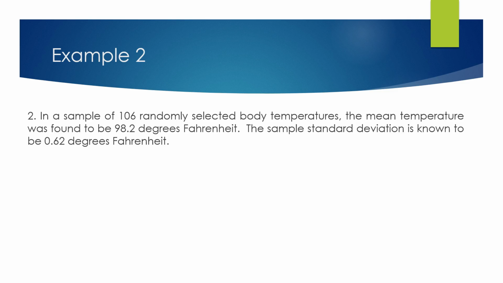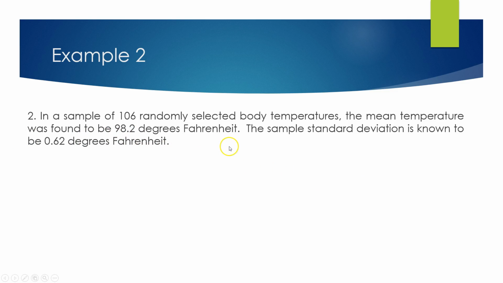So the next example, this is actually real data as well, and the solution that we get is true to the real world as well, and it's kind of surprising to some people. But in a sample of 106 randomly selected body temperatures, the mean body temperature was found to be 98.2 degrees Fahrenheit. The sample standard deviation was 0.62 degrees Fahrenheit.